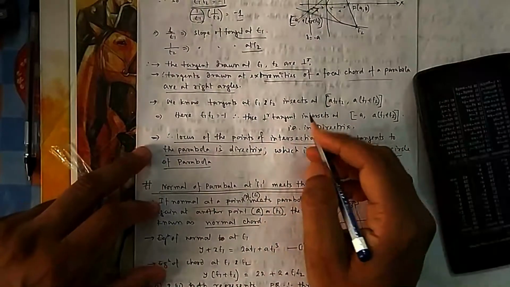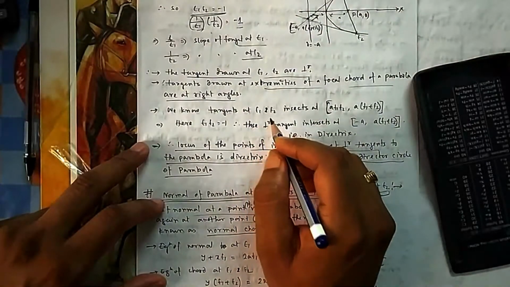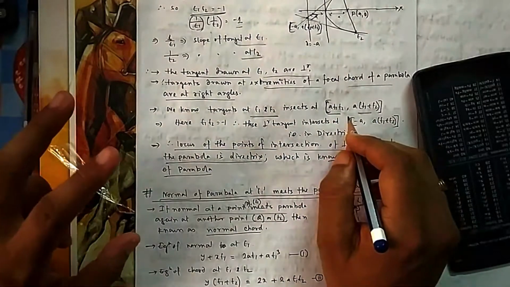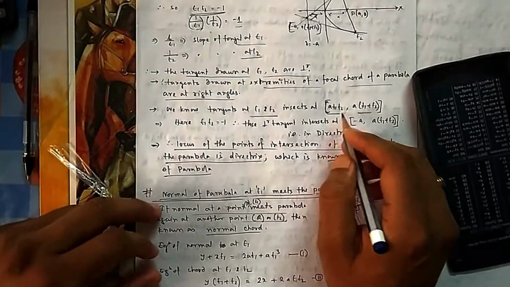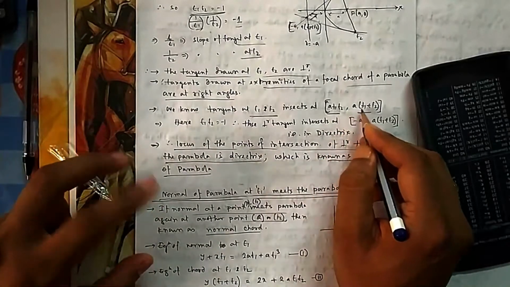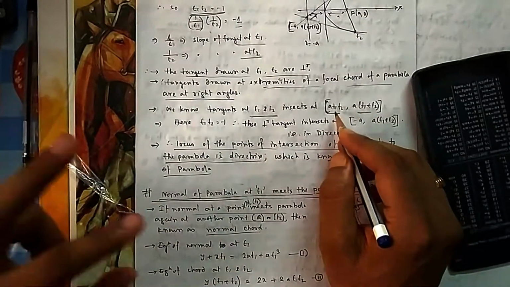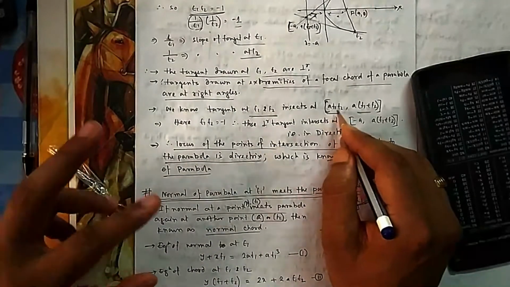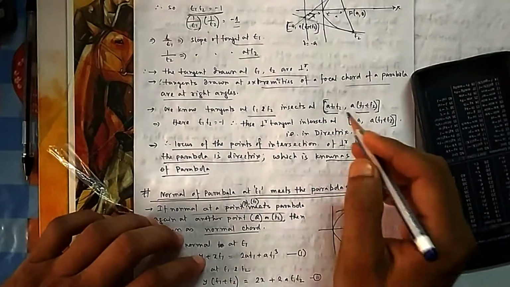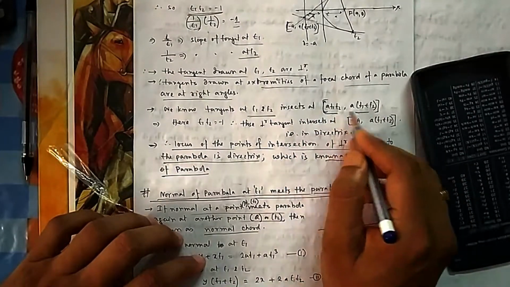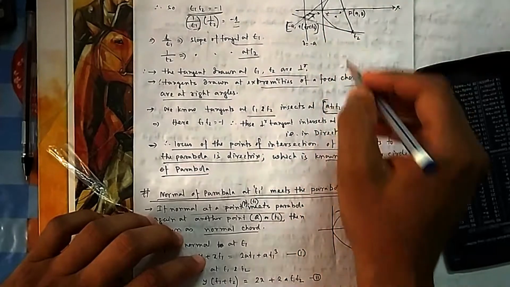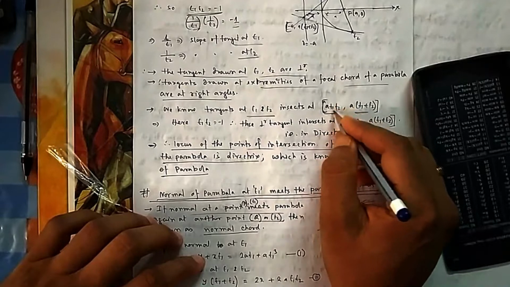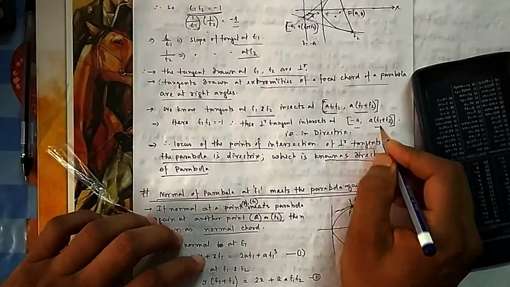Now another thing you know, that two tangents at T1, T2 intersect at a point. This is the intersection of two tangents and two normals. We have also studied this one. For tangents it was (aT1T2, a(T1+T2)), and for normals it was (2a + a(T1² + T1T2 + T2²), -aT1T2(T1+T2)). So for tangents, if you know the points T1, T2, directly you can write the intersecting point. But here T1T2 is -1. So the intersecting point is (-a, a(T1+T2)).